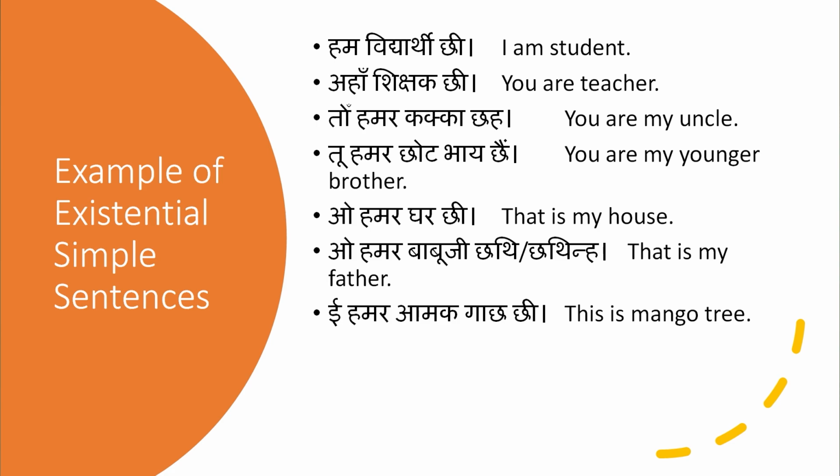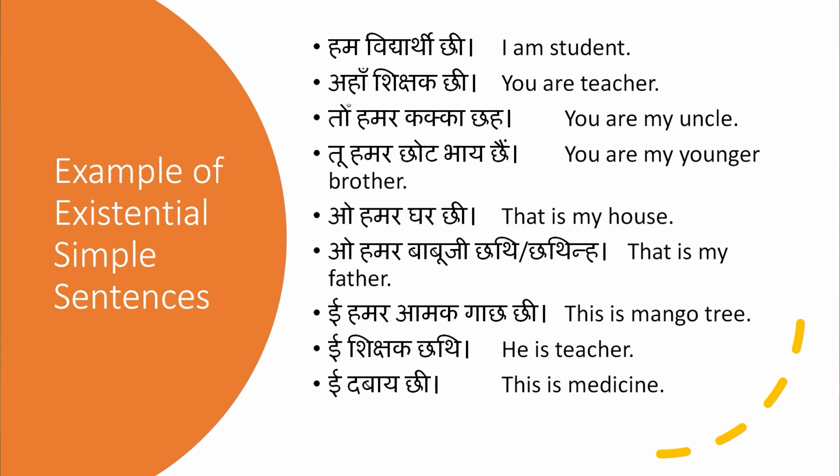E hamar amak gach chi, this is my mango tree. E shikshak chati, he is teacher. Now, here the third person subject E has been used, but because the person being talked about shikshak is a respected person, that is why we are using chati as the honorific form. Then you have another one, which is E dabai chi. Now, dabai is a medicine, it is an object, there is no need of making any kind of honorificity here. So, you can simply say chi, E dabai chi.